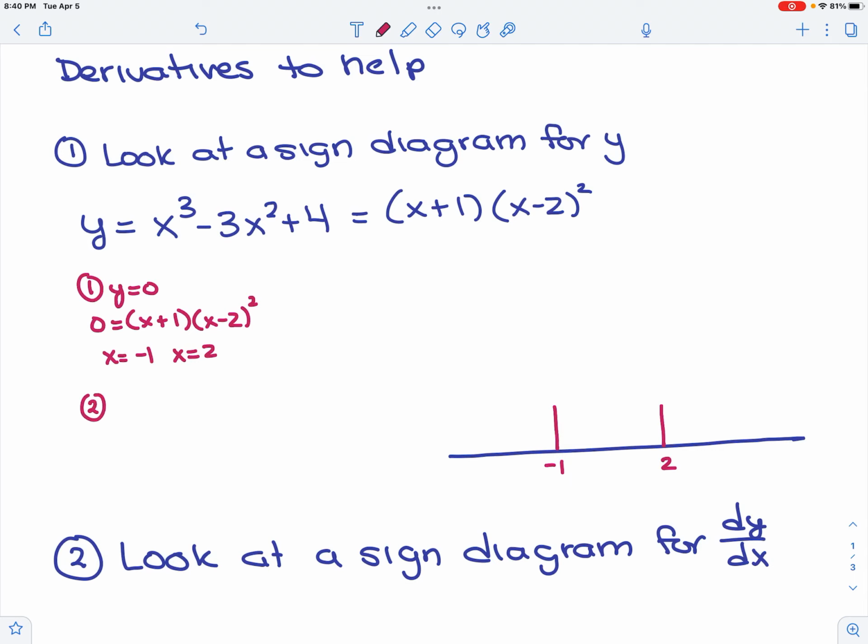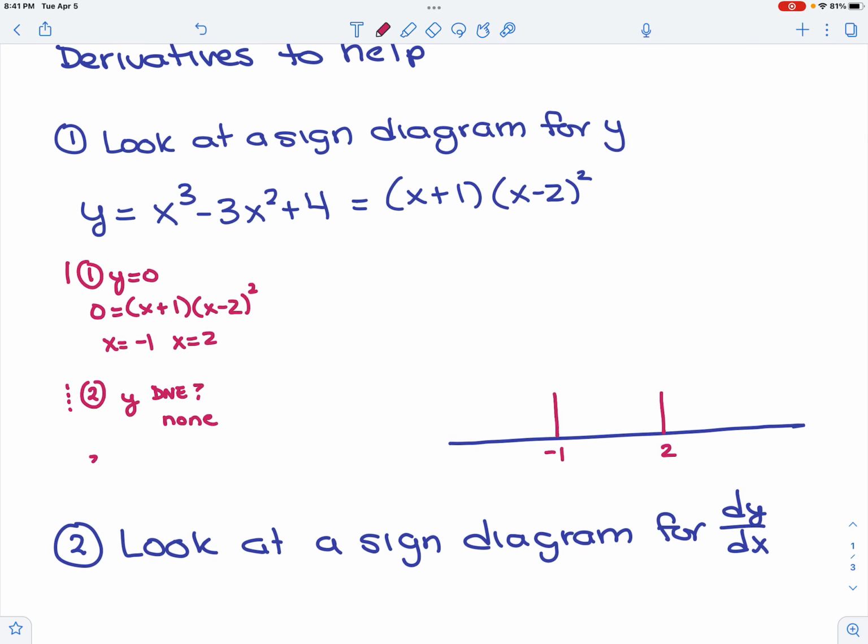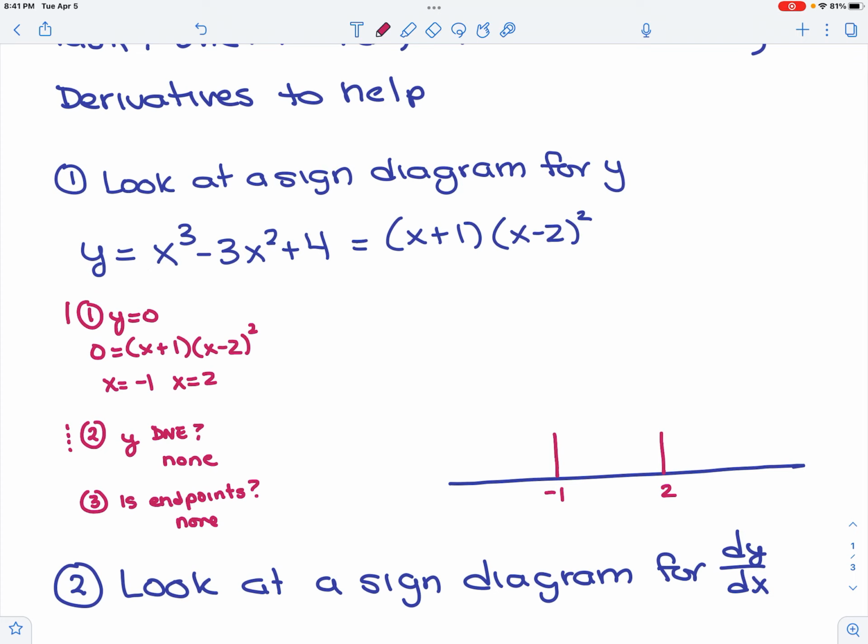The second thing I look for is, is there anywhere that y does not exist? There isn't, because there are no x values that divide by 0. So there's none. If there were some, these would go in as dotted lines, and these go in as straight lines. The third thing I look for is, are there any endpoints? And there's none, because there's no restricted domain, and a cubic has an end behavior that goes on to infinity.